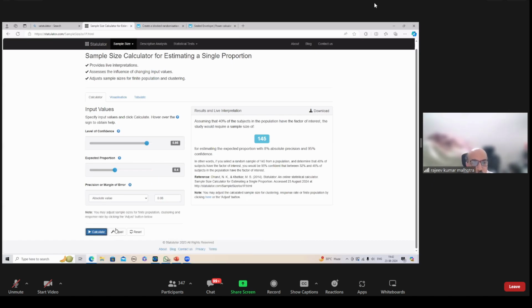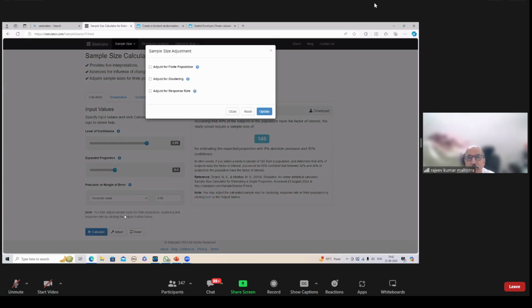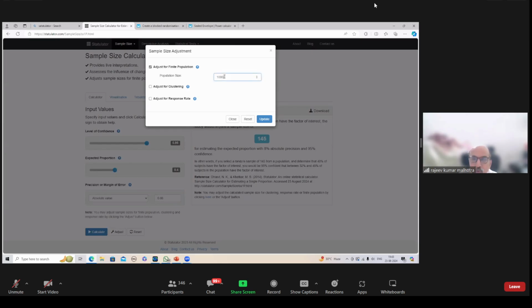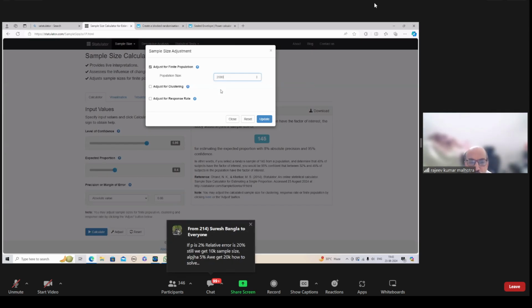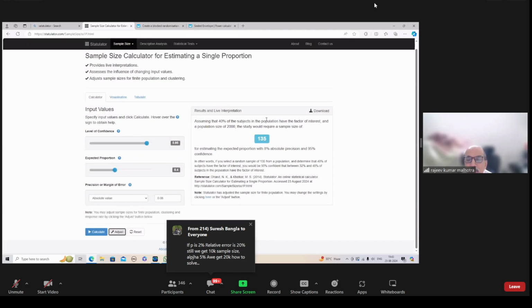Before going to the margin, I also want to show that there is an adjustment. Adjustment means, if you have a finite population. This sample size assumes that your population is infinite. But if you have a finite population, you can put your finite population size here. Like I am taking the example of a school with 2000. So I put 2000 here. My population is 2000. Then I click on update, and my sample size will be reduced.